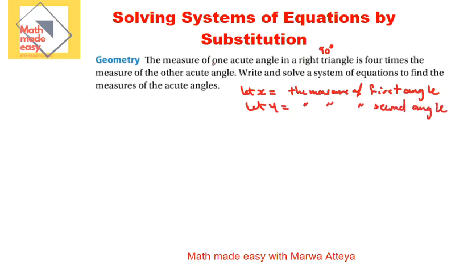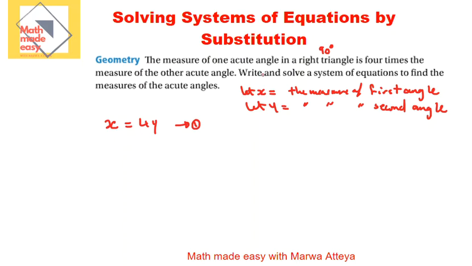Okay? Now what do I know about them? I know that one acute angle, the first one, in that right triangle is 4 times the other one. So I can write the first equation here. x is equal to 4y, and this is my first equation.